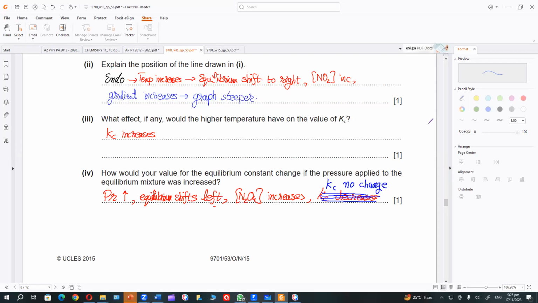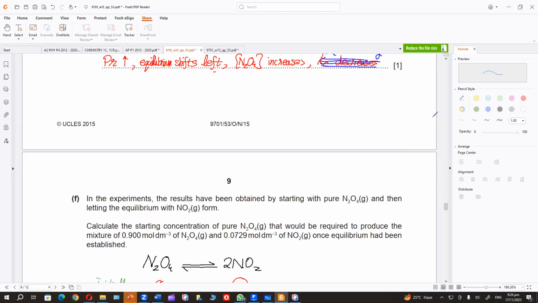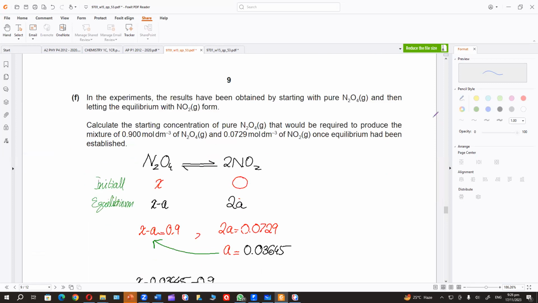How would your value for the equilibrium constant change? So pressure will increase, equilibrium shifts to the left, N2O4 increases. Why have I written Kc no change? Is it because Kc is only affected by temperature? Actually, do you remember there was a Kp also? So Kp will change, Kc will not change. Okay. Now let's do this ratio part.